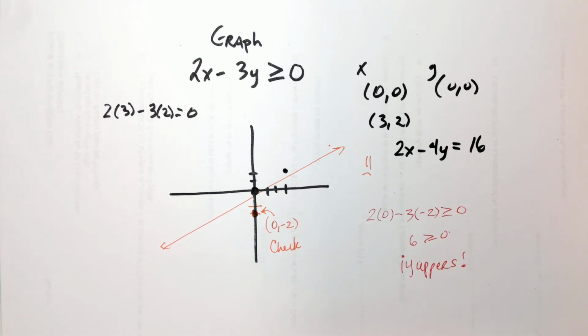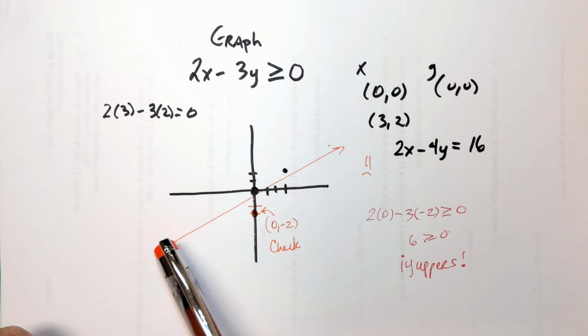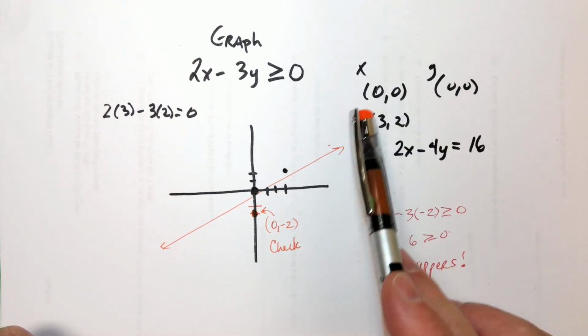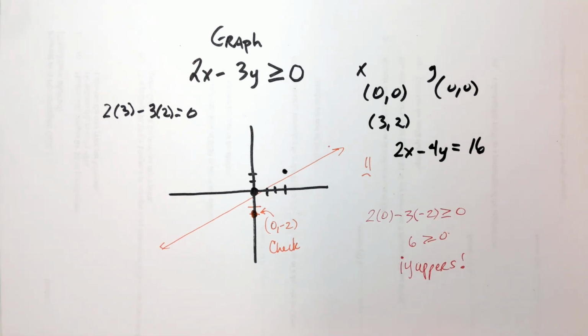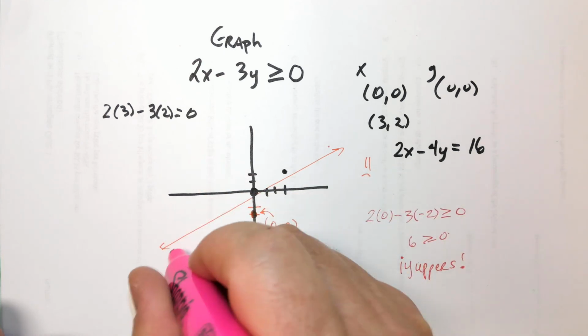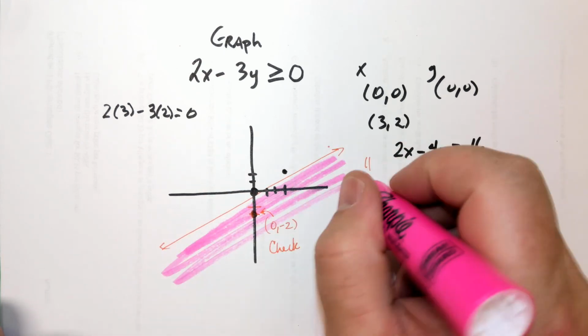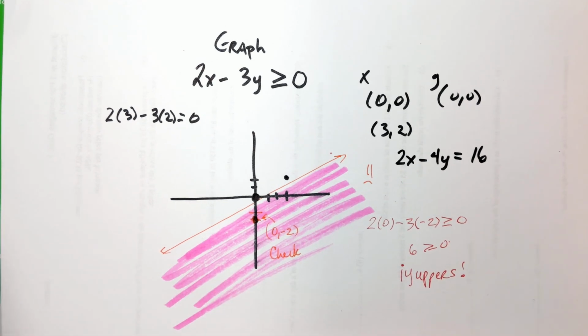So why didn't we use the point 0, 0? We did use the point 0, 0, but to check? Yeah. Because I already know it's an answer, because that's where the intercepts are. It already goes through 0, 0. You always use 0, 0 unless it goes through it, and then we already have it. So then we shade underneath. Other questions?